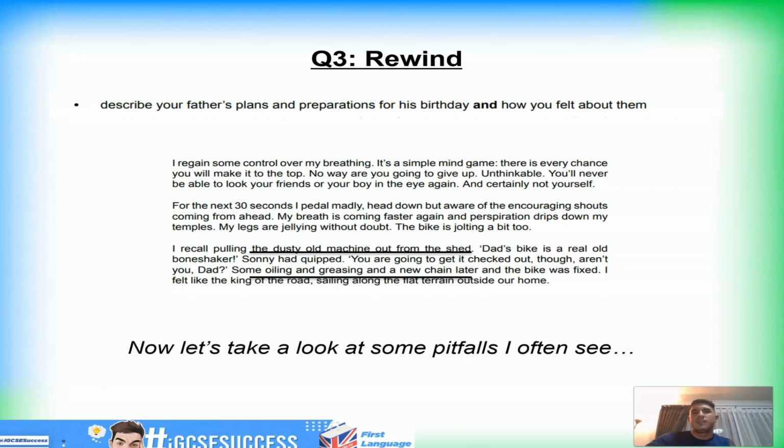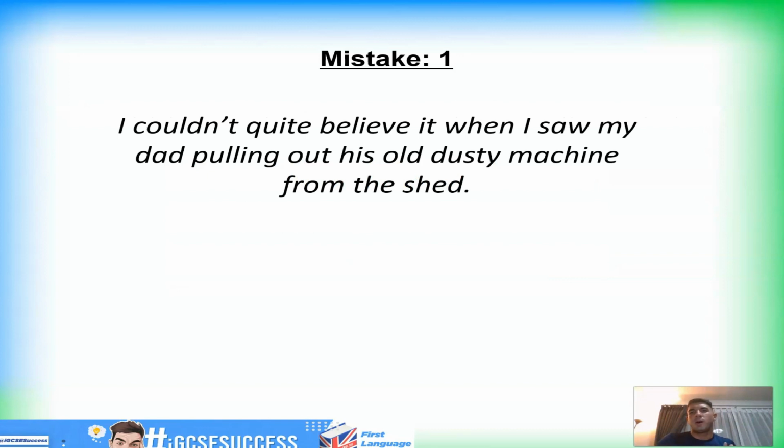Fingers crossed. Now we're just going to focus on that first piece of evidence, the dusty old machine out from the shed. And let's take a look at some pitfalls I often see. So mistake number 1, and this is by far the biggest mistake that I often see, the biggest pitfall. You really, really want to avoid this.